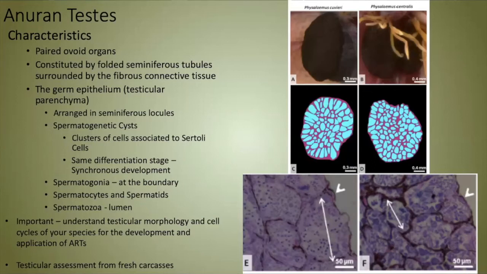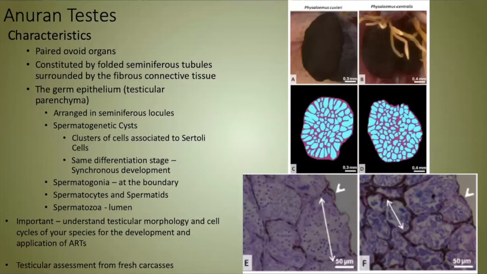All the cells in these clusters are in the same differentiation stage, and this is called synchronous sperm development in Anurans. And you'll find different clusters in different differentiation stages, but all the cells inside that same cluster are in the same differentiation stage.